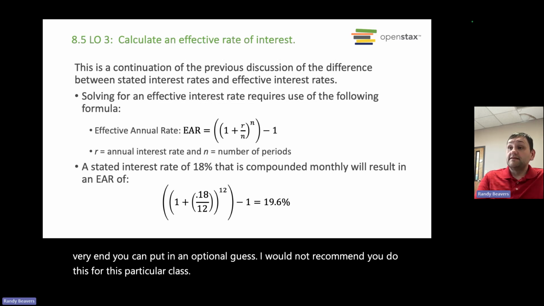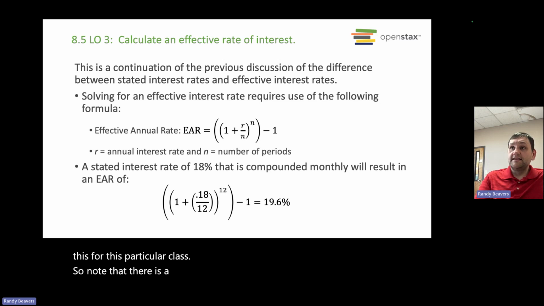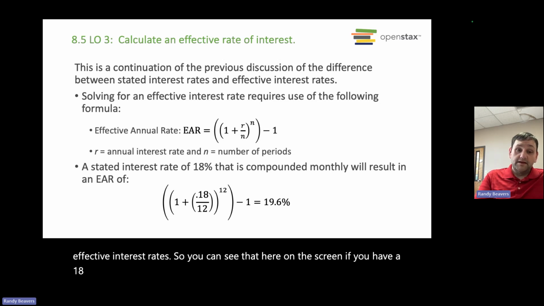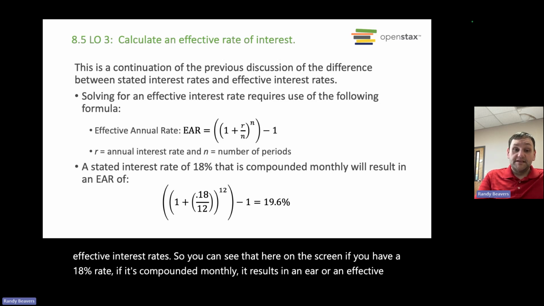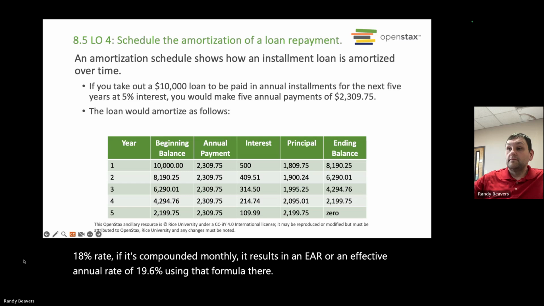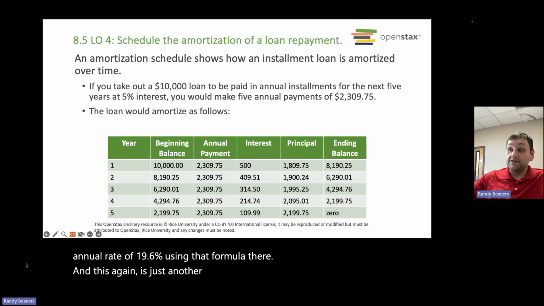So note that there is a difference again between stated interest rates and effective interest rates. You can see that here on the screen. If you have an 18% rate compounded monthly, it results in an EAR, or effective annual rate, of 19.6% using that formula there. And this again is just another example with the amortization table.